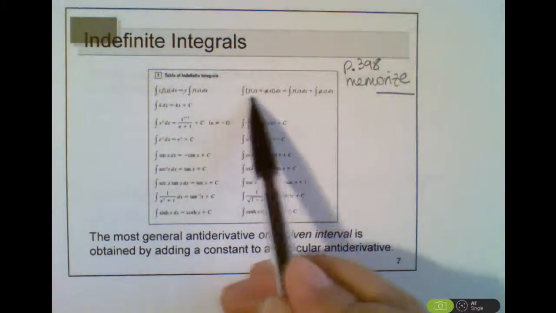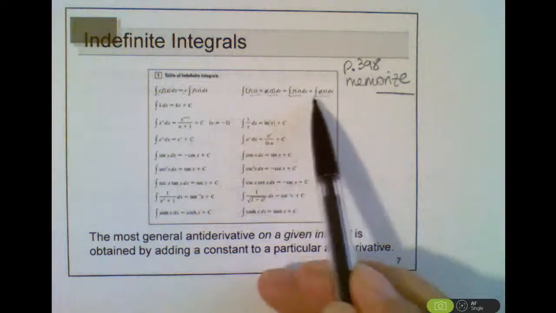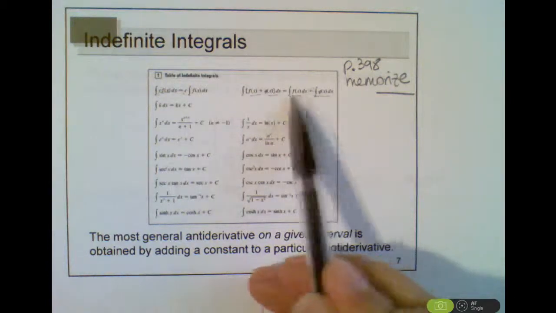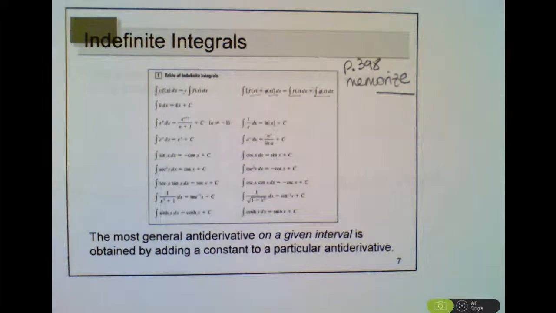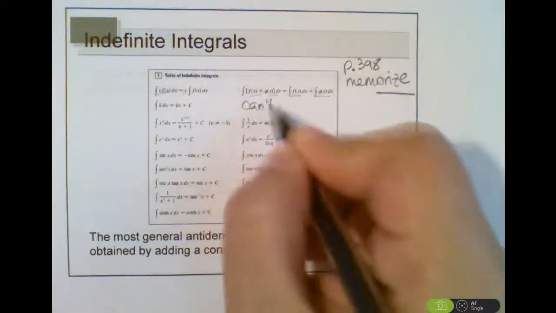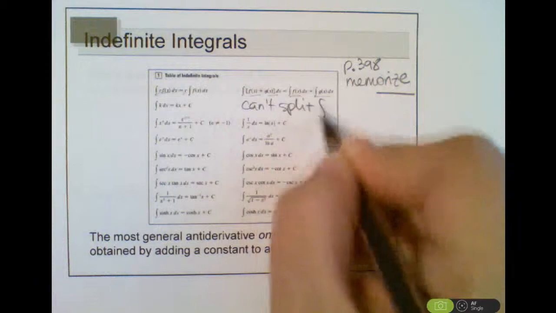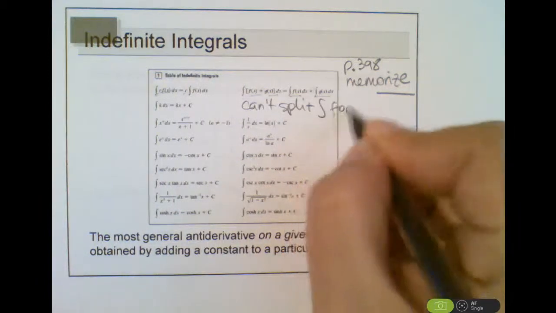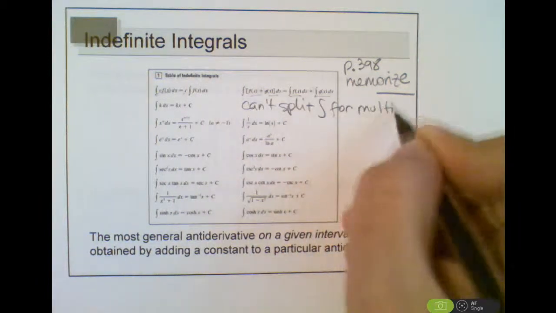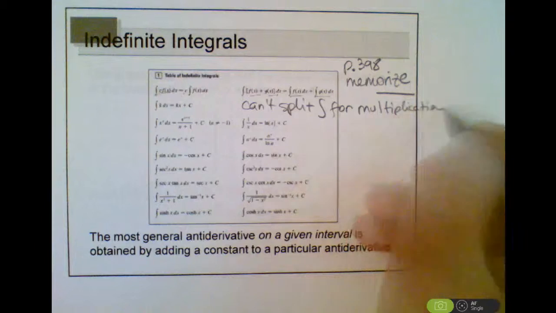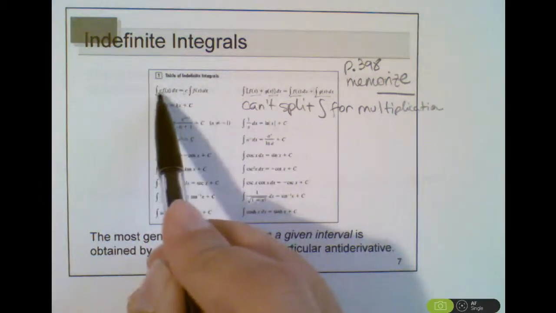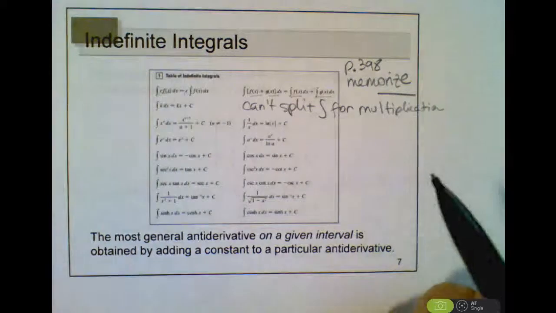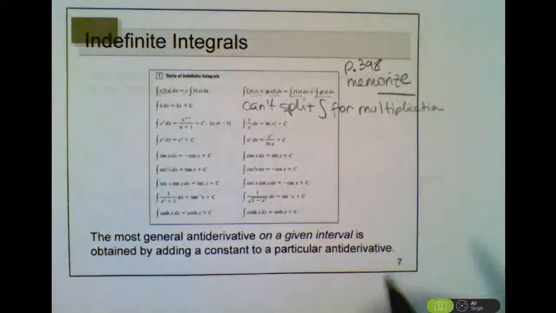If you have the integral of a sum, then this is the same as the sum of the integrals. Notice that I cannot do the same for multiplication. So you can't split the integral for multiplication, please, or division. They don't split. The only thing that I can do, if the function is multiplied by a constant, is bring the constant outside. But if it's multiplied by another function, then I can't do anything about it. I have to deal with the function the way it is.